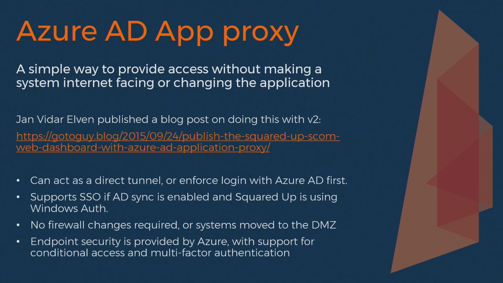Yeah. Now, if you do have SSO enabled and AD sync is turned on, then actually you can do full end-to-end single sign-on, which is really cool when your user's already signed into Azure anyway. They click the app and they're in Squared Up and there's no login at all. Yep, that's it. Which is really quite sexy. No firewall changes are required, which is quite cool. I'm going to show you how that works in a moment and why that's the case.